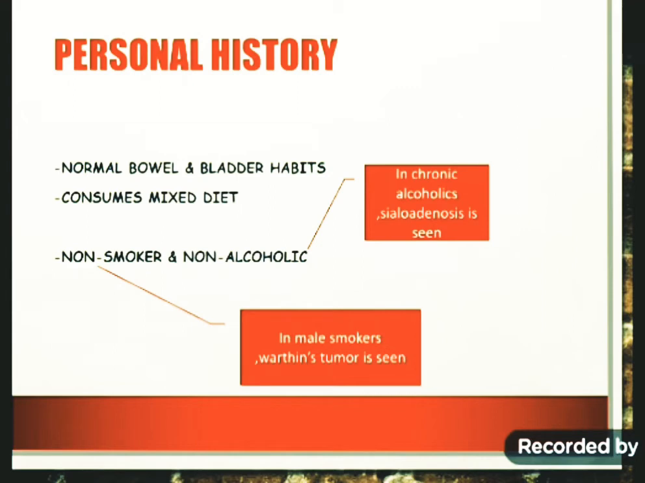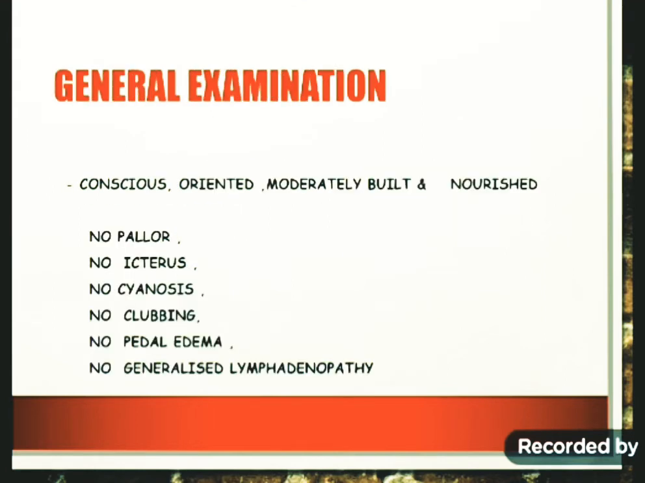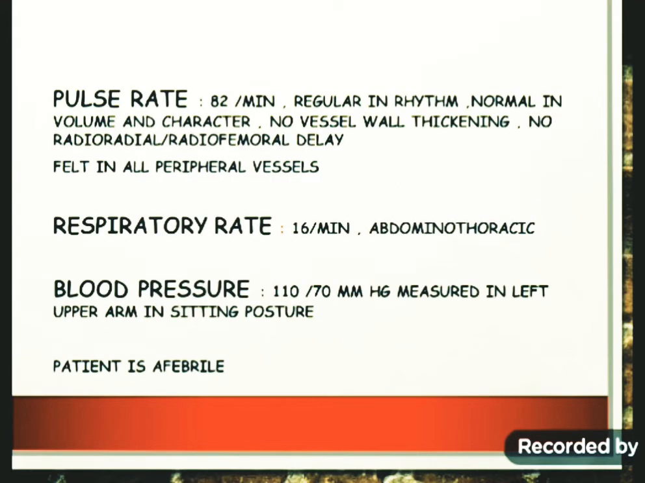For now we can keep pleomorphic adenoma as the option because we ruled out Wharton's tumor with the smoking history. But it's not completely ruled out. We have to examine to find out whether it is a Wharton's tumor or a pleomorphic adenoma. Next, general examination, the same thing. He's conscious, oriented, well built, nourished. There's no pallor, icterus, cyanosis, clubbing, pedal edema, or generalized lymphadenopathy. Nothing is present. Everything is normal on general examination. Pulse rate, respiratory rate, everything normal.